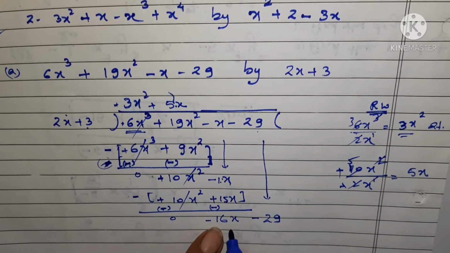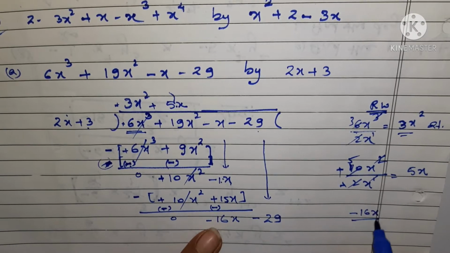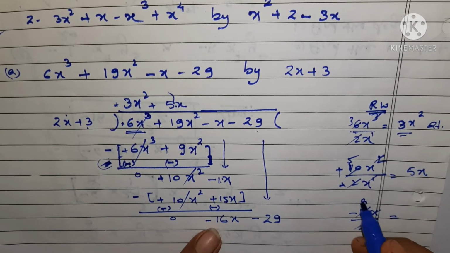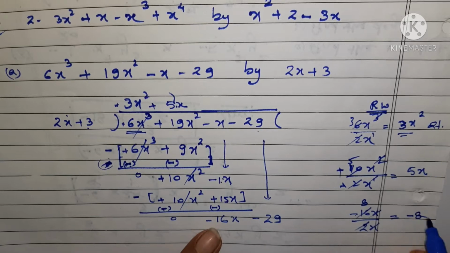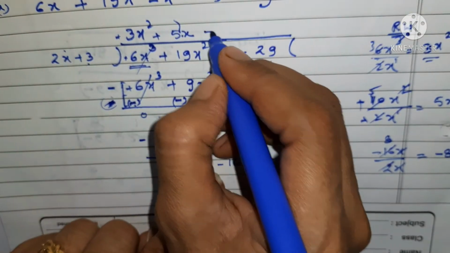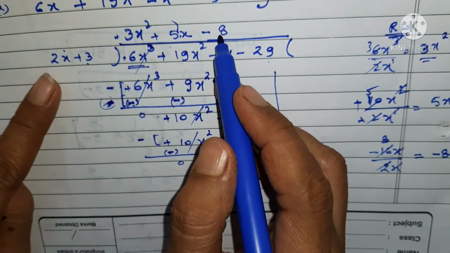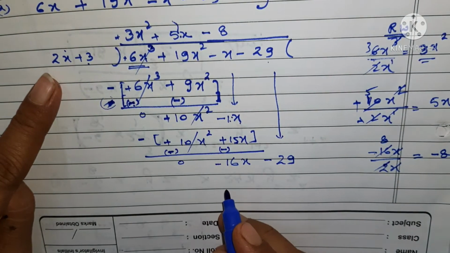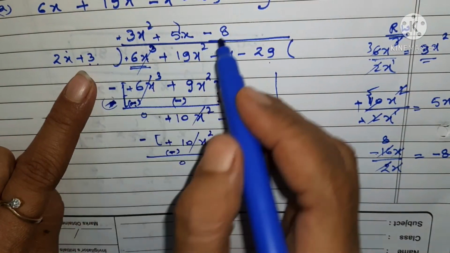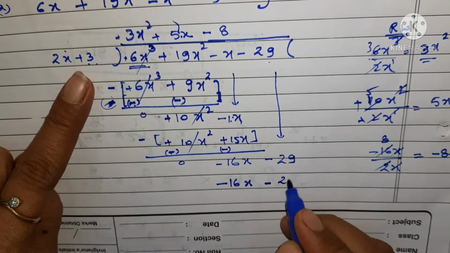Understood? Now again the first term is to be divided by the first term. So it is minus 16x divided by 2x. X will cancel out. 2 how many times will give you 16? 8 times, and then minus sign is there, so minus 8. Understood? Minus 8 is there. Now this minus 8 will be coming here, and now this is going to be multiplied with these two. So you will get what? Minus 8 into 2x is going to give you minus 16x, plus into minus is going to give you minus, and 3 into 8 is going to give you 24.